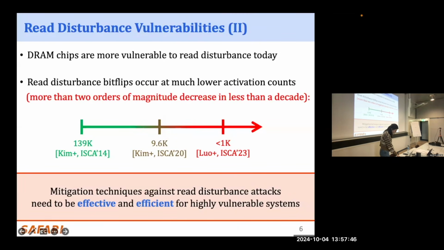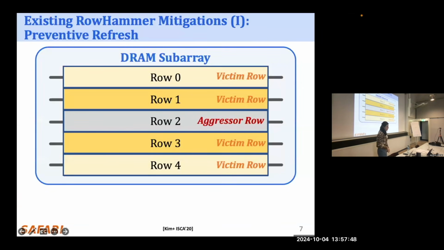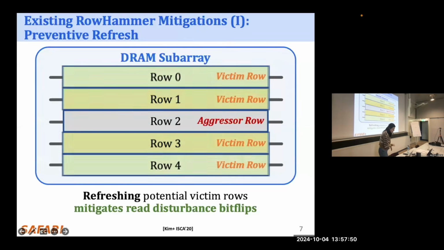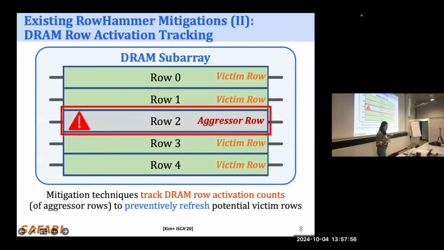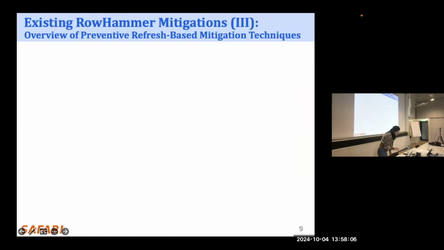One way to mitigate RowHammer is to preventively refresh potential victim rows when an aggressor reaches a dangerous activation count, but doing so requires tracking DRAM row activation counts of the aggressor rows before these victims experience bit flips. And let's look at an overview of approaches to track DRAM row activation counts.